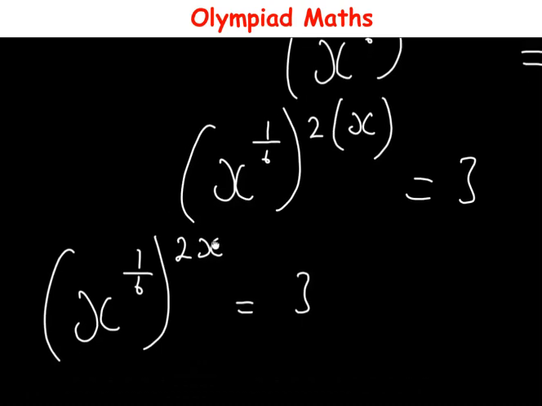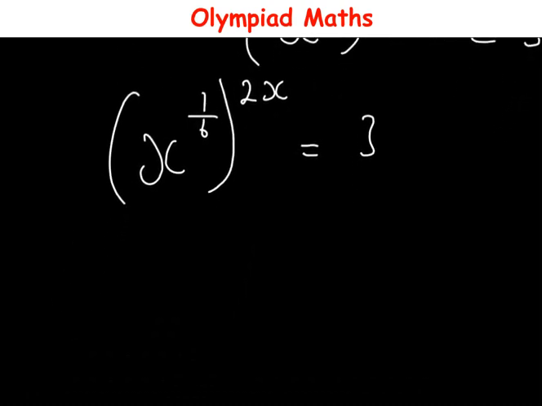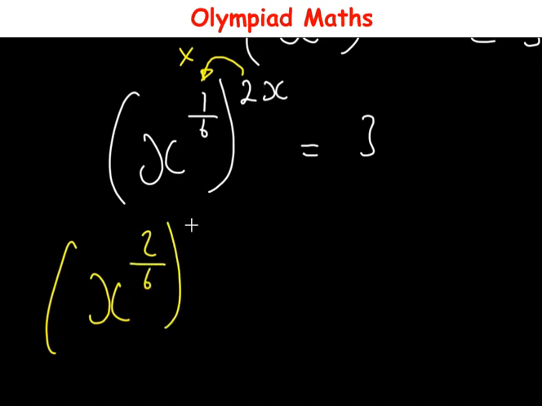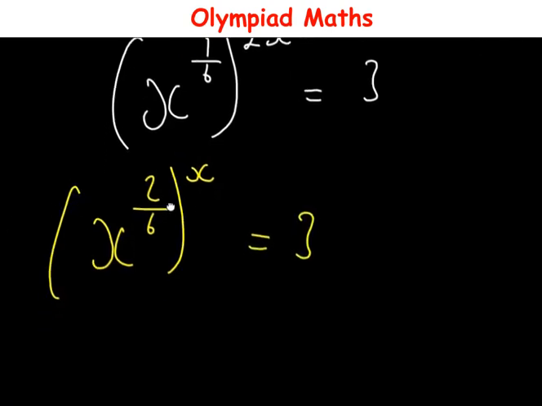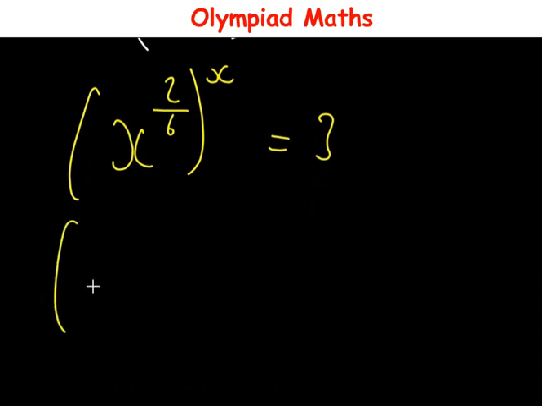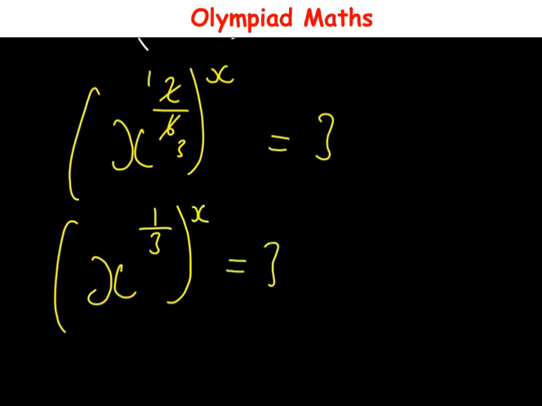So from here, we are going to multiply 2 by 1, so only 2 multiplies this power 1 right here. So this becomes, in bracket, x raised to power 2 over 6. Then what we have right here is x, then is equal to 3. And then from here, in bracket, x raised to power 2 over 6 becomes 1 over 3, all raised to power x is equal to 3.